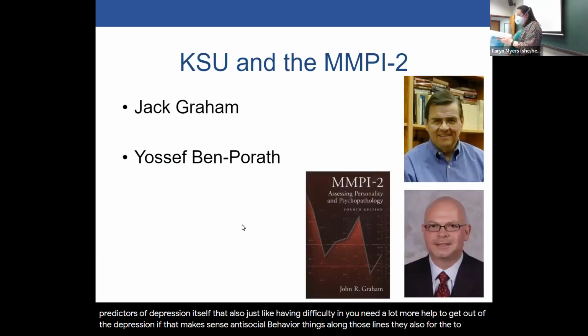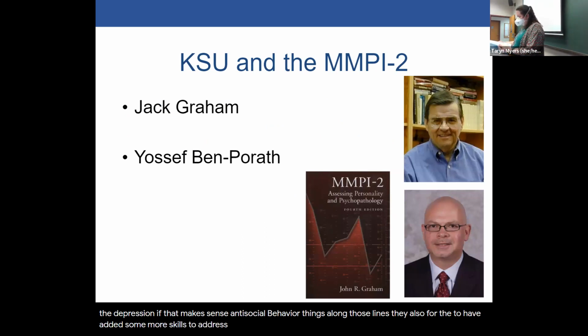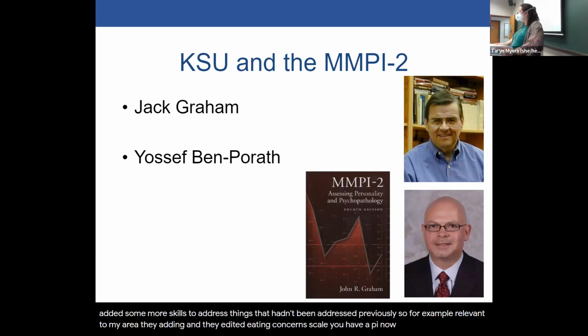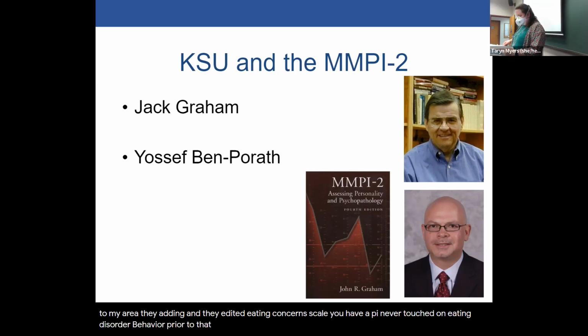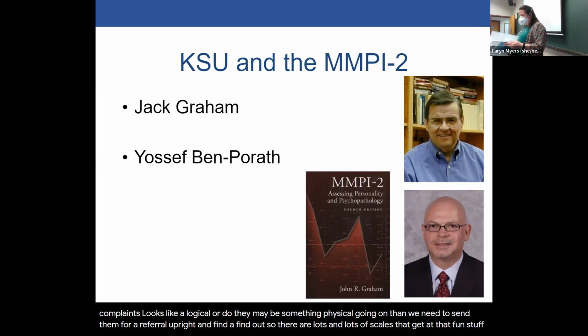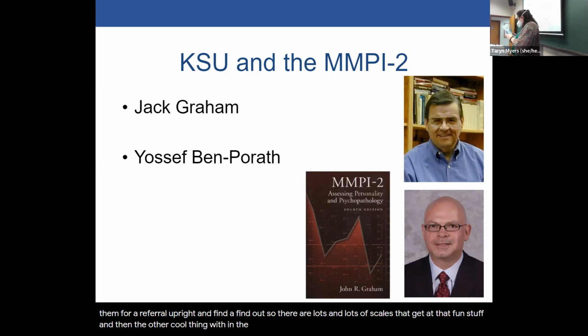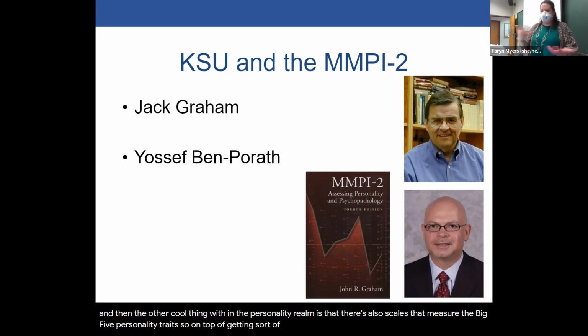They also, for the 2, have added some more scales to address things that hadn't been addressed previously. So for example, relevant to my area, they added an eating concern scale. The MMPI never touched on eating disordered behavior prior to that. And there are scales now that measure cognitive or neurological complaints to try to get at, okay, is this actually psychological, or do they maybe have something physical going on that we need to send them for a referral, right, and try to find out. So there are lots and lots of scales that get at that fun stuff. And then the other cool thing within the personality realm is that there are also scales that measure the big 5 personality traits. So on top of getting all this potentially diagnostic information, you get basic personality info.